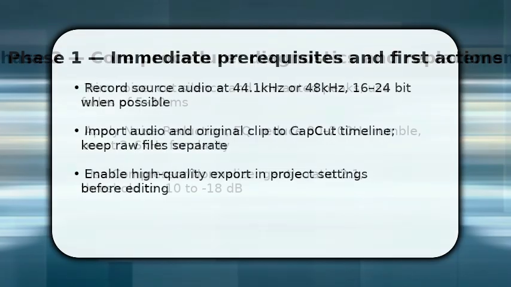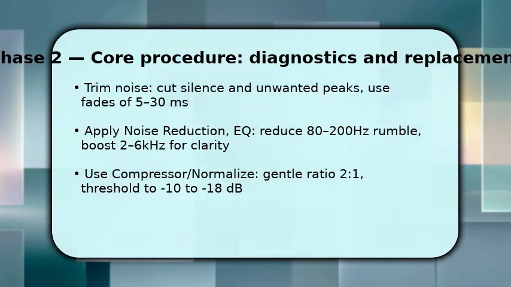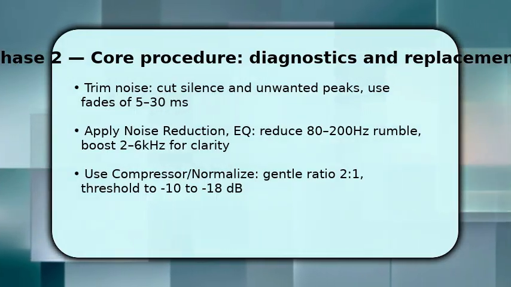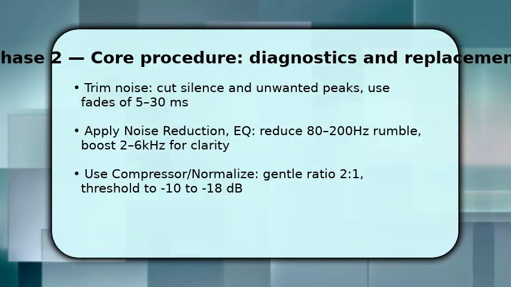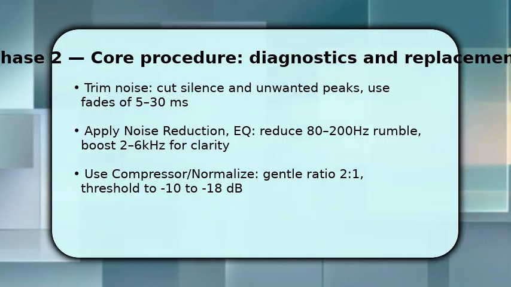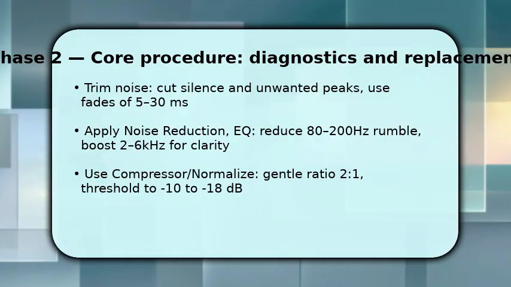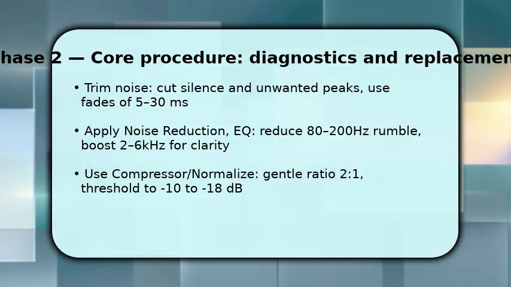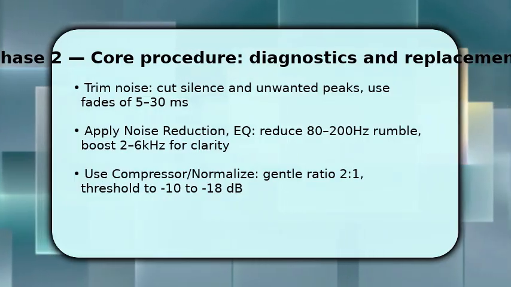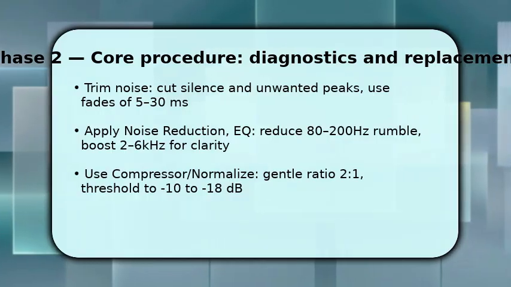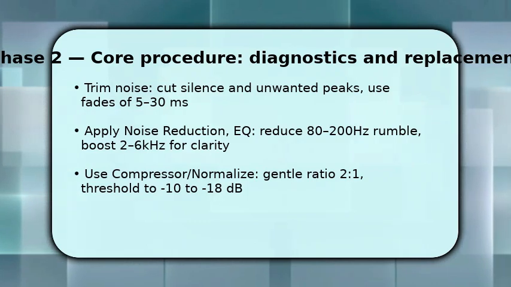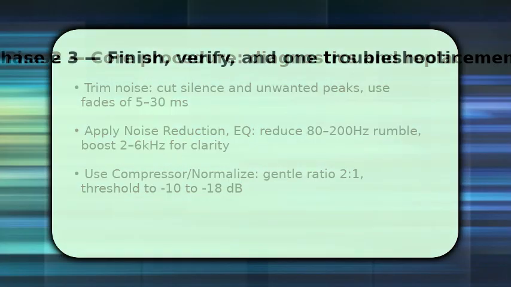Now focus on cleaning and shaping the sound. You trim out silence and harsh breaths, adding short fades, 5 to 30 milliseconds, so edits sound natural. Use Capcut's noise reduction to remove hiss, then apply EQ. Roll off low rumble around 80 to 200 Hz and gently boost 2 to 6K Hz for presence. Once balanced, add a subtle compressor, 2:1 ratio, and normalize to a safe level, targeting peaks around -6 to -3 dB. This creates consistent, intelligible finish by mixing and exporting.